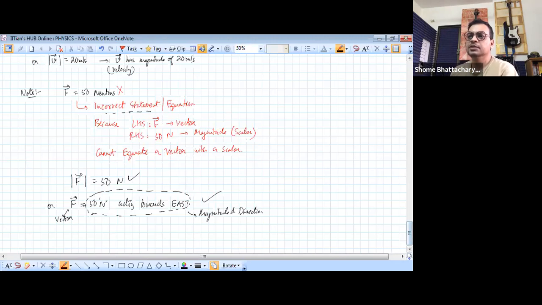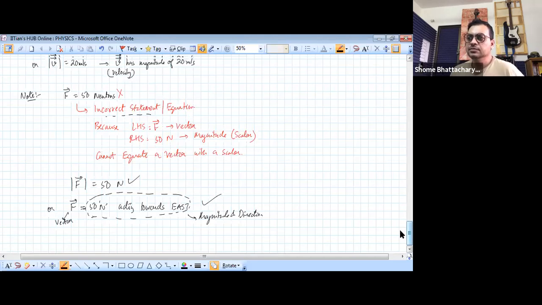So technically we can never write an equation that a vector quantity is equal to 50 newtons. We always have to write either magnitude of the vector is 50 newtons, or we have to express the vector in such a way that there is information about both things, the magnitude as well as the direction.